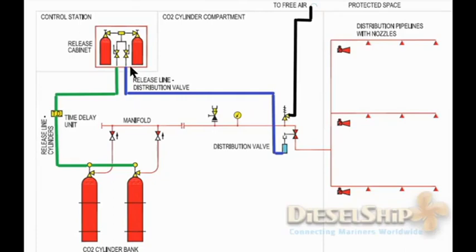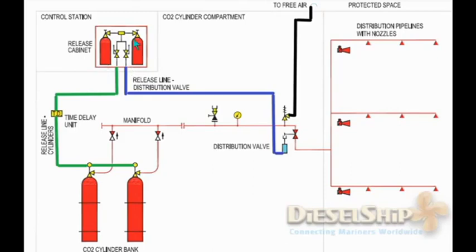So on most of the ships, you have two basic places where the control stations are located. One is the fire control station, and the other is the CO2 room itself. And the third is just outside the engine room, just at the entrance of the engine room in fact.